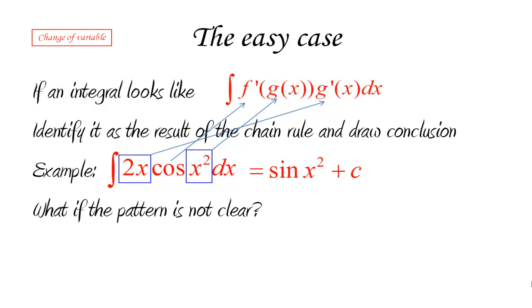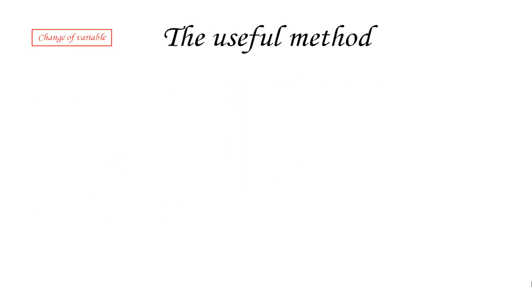But what if the pattern is not as clear? I mean, this was particularly simple and particularly clear. Probably you would have been able to do it before I gave you all this spiel. But what if things become a little bit more complicated? That's where the method itself comes in. So let's see how this change of variable actually becomes a true method with its steps, and it's a method that is very, very, very useful.